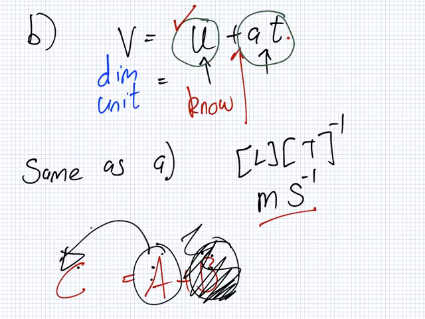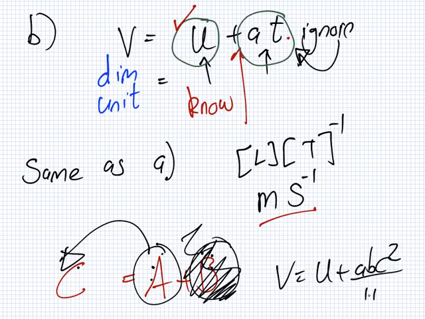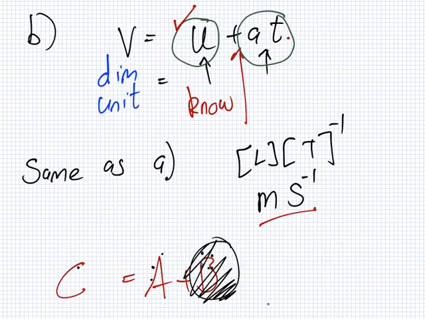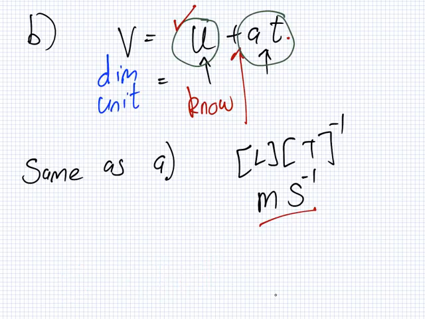So the reason I gave you this question was I wanted you to ignore this. You know, if I said V equals U plus ABC squared over pi, it's enough that you know this. You get the idea for this? Yeah? Okay.